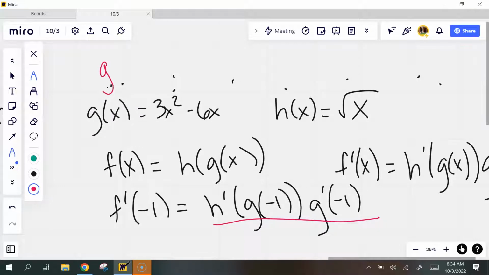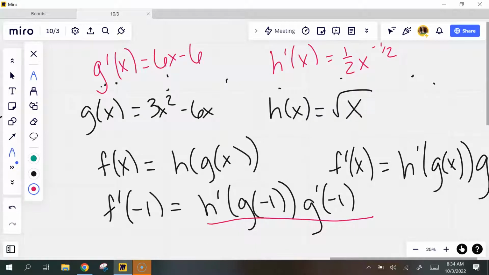I am going to go ahead and say the derivative of g is 6x minus 6. The derivative of h is 1/2 x to the negative 1/2. I need g of negative 1. G of negative 1 is 3 plus 6, which is 9. I need g prime of negative 1. Negative 6 minus 6 is negative 12.